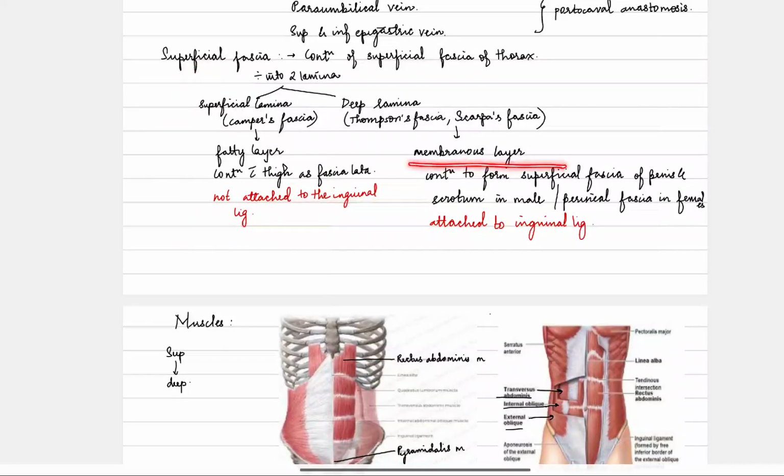The deep lamina is a membranous layer that continues to form the superficial fascia of the penis and scrotum in males and the perineal fascia in females. And this deep lamina is attached to the inguinal ligament.